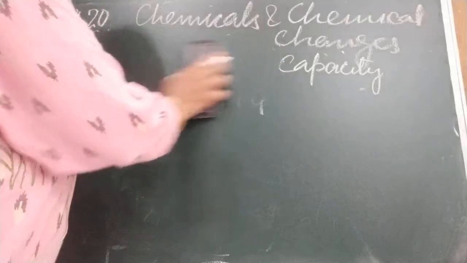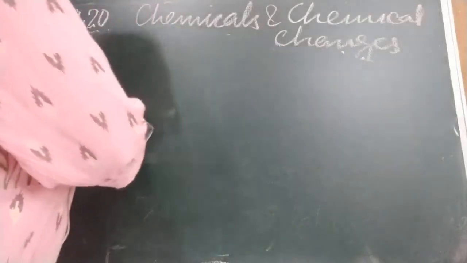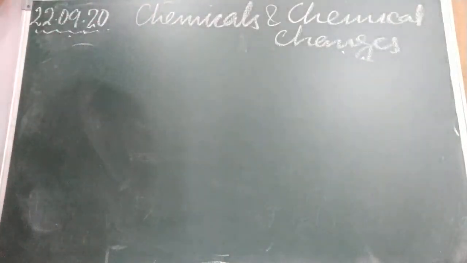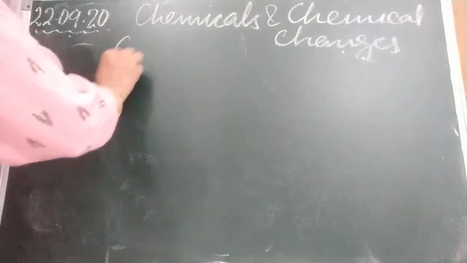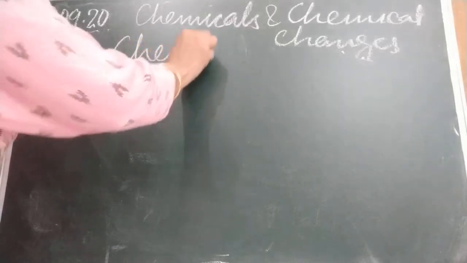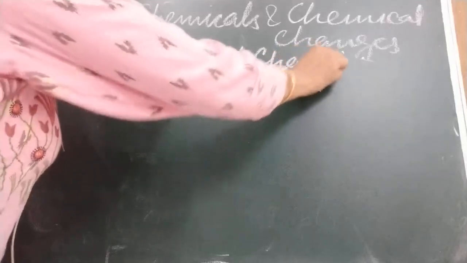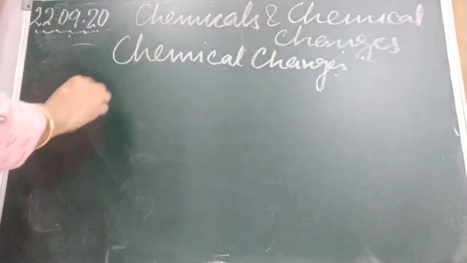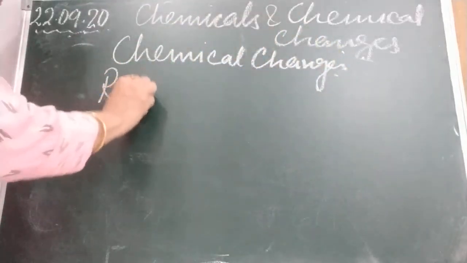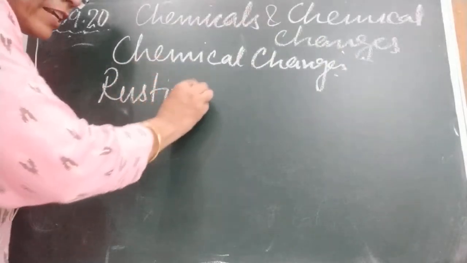Now chemical equation: I have already sent one video on how to write a chemical equation and how to balance it also. Okay. Now we are going to discuss chemical changes. First is rusting of iron. You all know, for rusting of iron, what 3 things are important?